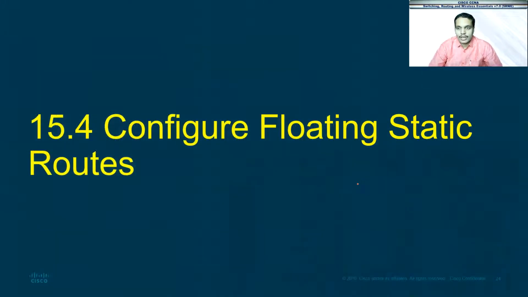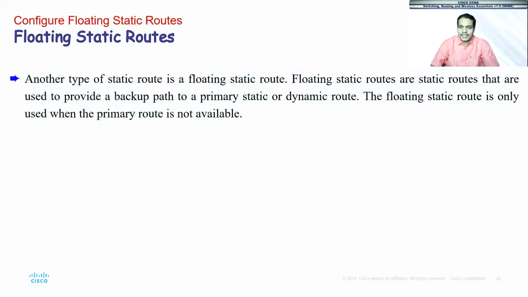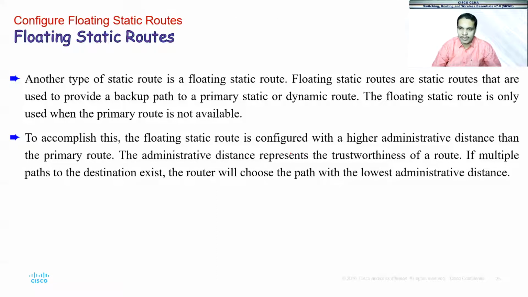So let me move on to why we need to configure a floating static route. What do we mean by a floating static route? Simply, it's a backup route, if at all your original static route fails. So this is another type. These are static routes that are used to provide a backup path to a primary static or dynamic route. If something goes wrong, then automatically the floating static route will act as the primary. It is only used if the primary route is not available. If the primary route is still working, the floating route will not be used at all. It will not be seen even in your routing table.